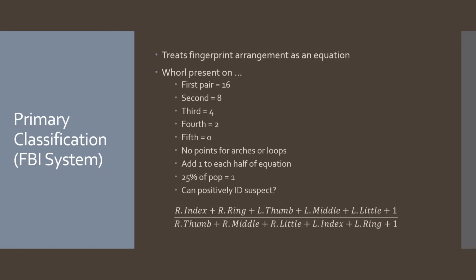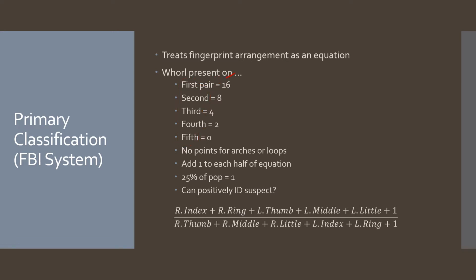You ignore every type of ridge arrangement except for a whorl, and you look at your fingers. If you have a whorl present on the first digit, that's your thumb, you assign it a number of 16. If you've got one on your forefinger, your pointer finger, that's your second digit. These are the proper anatomical terms: first digit, second digit, third, fourth, and fifth digit. Use those when you're doing the lab, please.